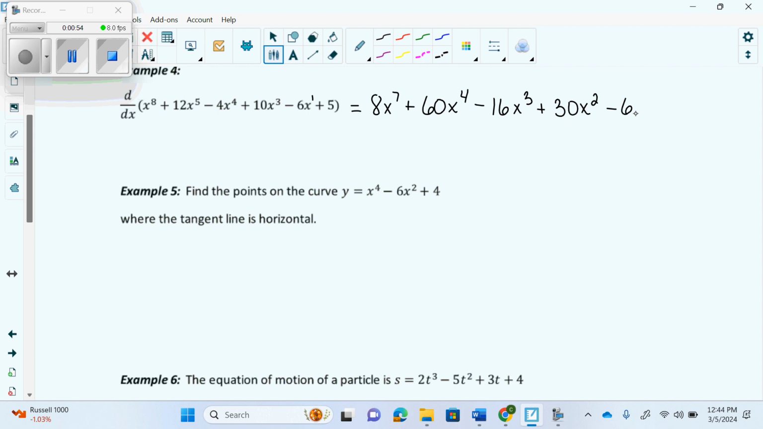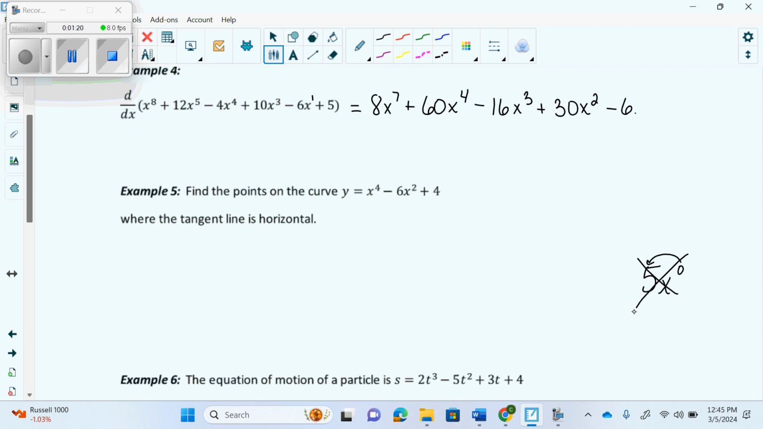X to the 0. Do I have to write x to the 0? No, because that's just 1. And what happens to the 5? Constants go away because this is technically 5x to the 0, correct? 0 joins the 5. What's 5 times 0? 0. So every constant just goes away. Okay?